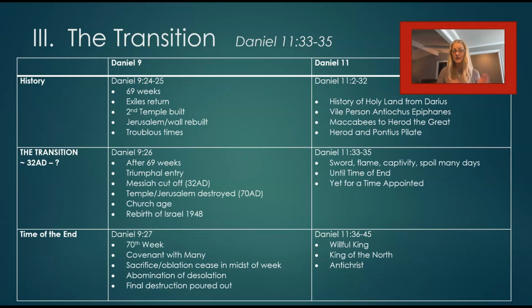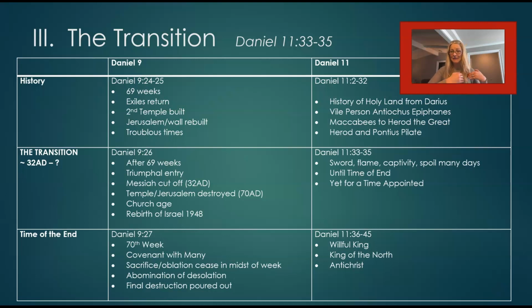After that historical time, Daniel 11:33-35 says that many will fall by the sword and flame and captivity and spoil for many days. This will last until the time of the end. It is yet for a time appointed. So after the time of Christ, the nation of Israel went into a greater exile, the diaspora to the ends of the earth. Israel was non-existent as a nation for thousands of years. It is only recently that they have been regathered and placed into the land as a nation.